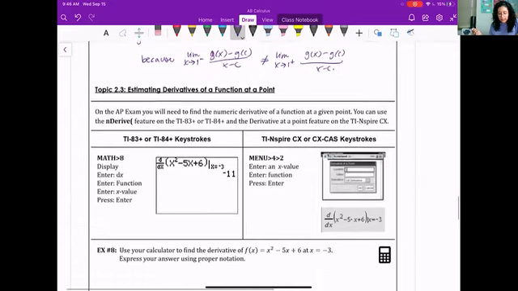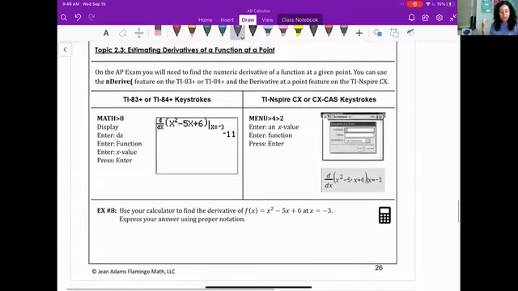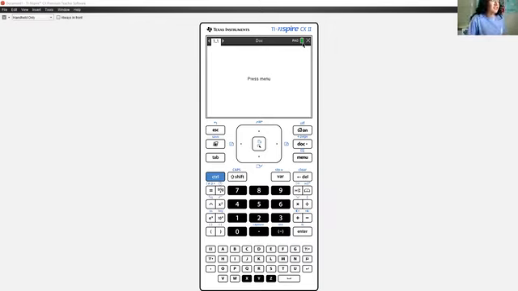Okie doke. So at this point, I was showing the class how to do a derivative in the calculator. Give me one second to pause and I'll see if I can pull up a calculator on my computer and share my screen. All right, hopefully now you are seeing my calculator on the screen.